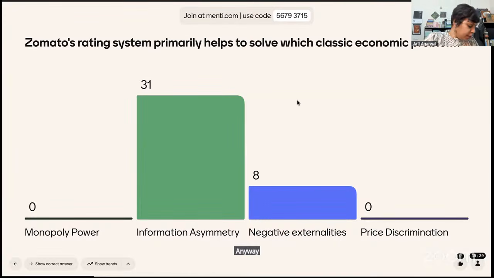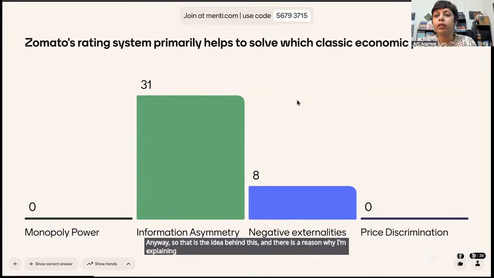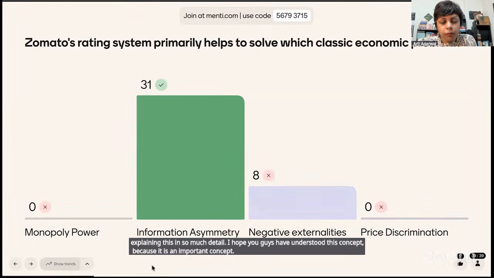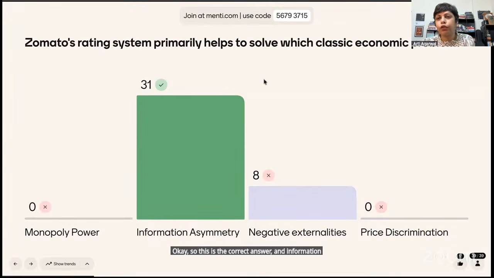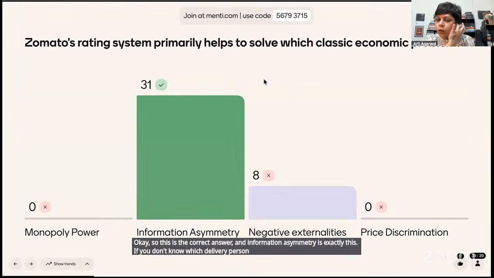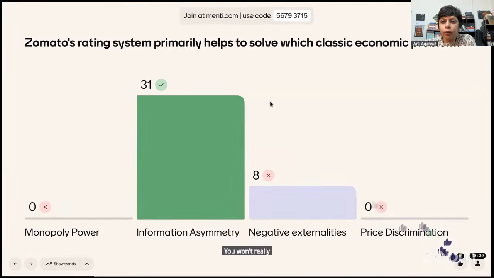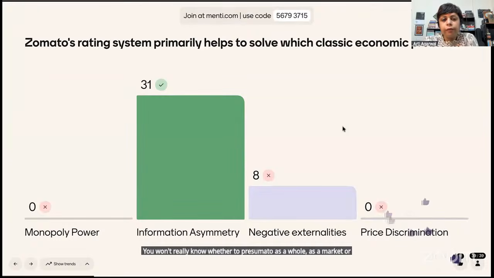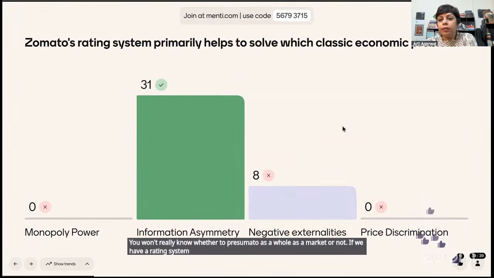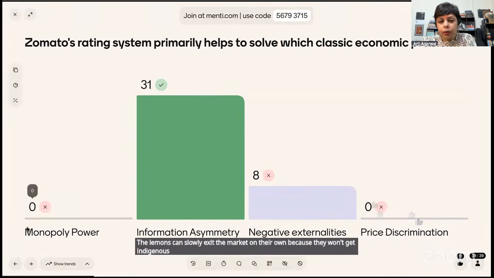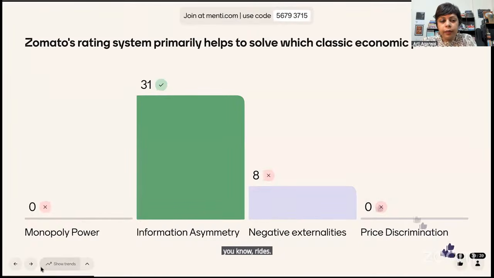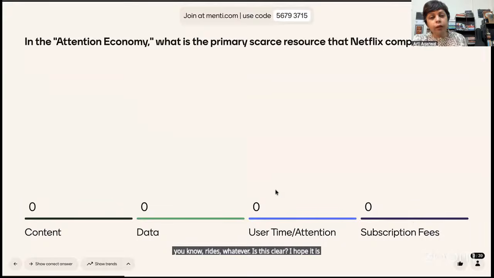Anyway, that is the idea behind this. And there is a reason why I'm explaining this in so much detail. I hope you guys have understood this concept because it is an important concept. Okay, so this is the correct answer. And information asymmetry is exactly this. If you don't know which delivery person is going to disappear with your cake, you won't really know whether to trust Zomato as a market or not, right? If we have a rating system, the lemons can slowly exit the market on their own because they won't get any business. Is this clear? I hope it is. So I'll move forward.